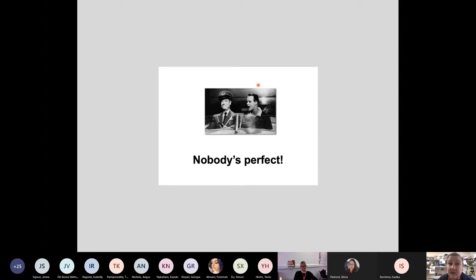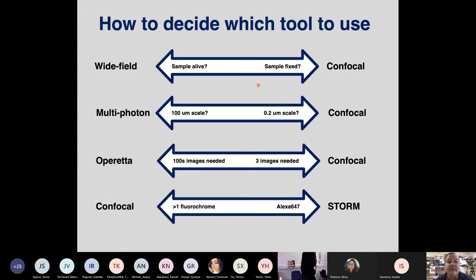If you're using a bicycle on the motorway, it's no good. But for mountain biking, a Jaguar is probably not so much fun. So how do you decide? Usually, it depends on what you want from your sample. Is your sample dead? Is it fixed? Is your sample alive?